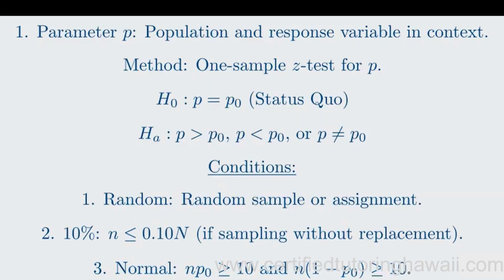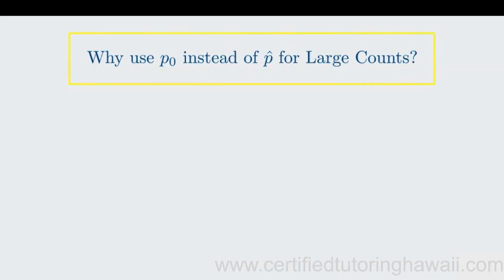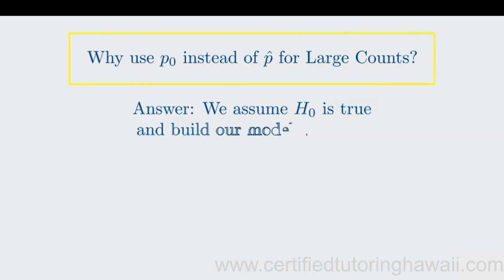Can you identify why we use p0 rather than p-hat when checking the large counts condition? Take a moment to think about that. We use p0 because a hypothesis test is a what-if scenario. We are asking, if the null hypothesis were actually true, how likely is it that we would see a sample like ours? Therefore, we must build our model based on that null value.